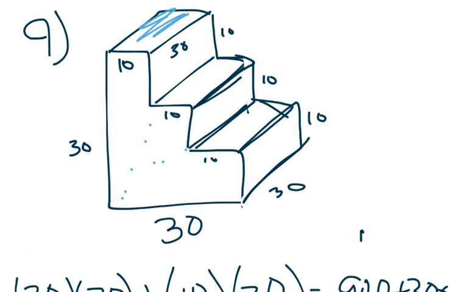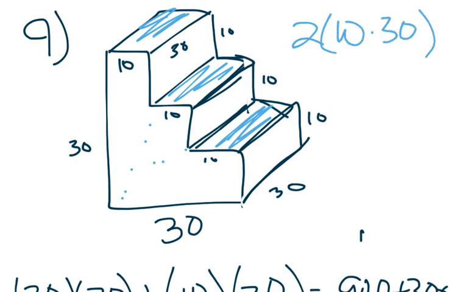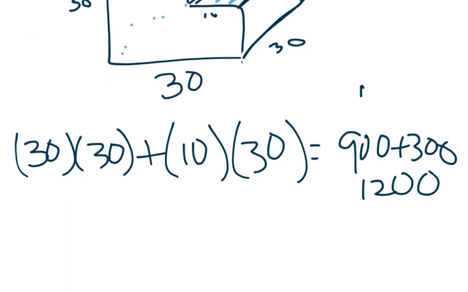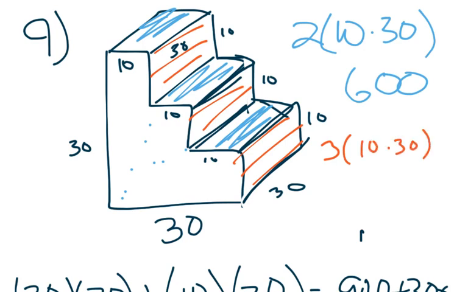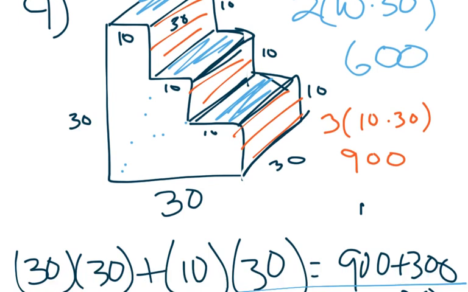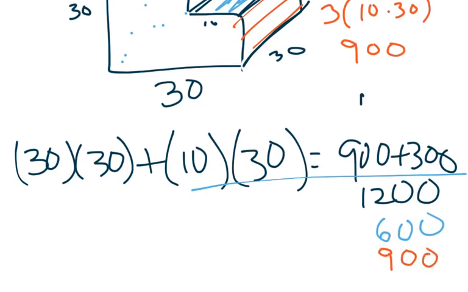We also have these two tops over here. So that is also 2 times 10 times 30. So that is 600. So we are going to be adding 600 to this 1200. Let's draw a line. Okay, and then now we need to find these going up and down. So we know the height is 10, the width is 30, and we have 3 of those. So we have 3 times 10 times 30. So that is 900. So we are going to be adding 900 to this running tally below.